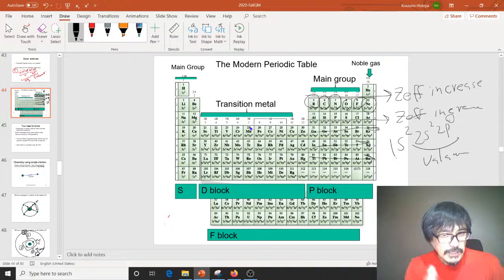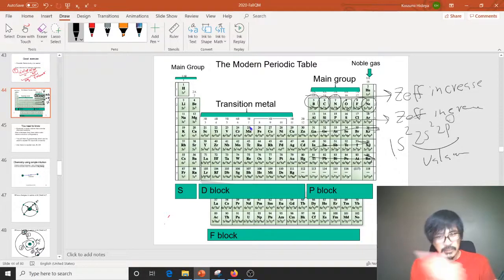Any one of these B, C, N, O, F, and Ne has 2 core electrons. But the number of protons changes too, right? The number of protons changes from 5 to 10, going from B to Ne. So the effective nuclear charge increases as you go from left to right.